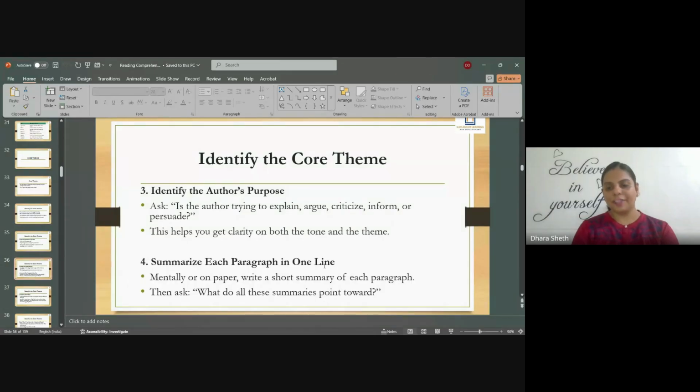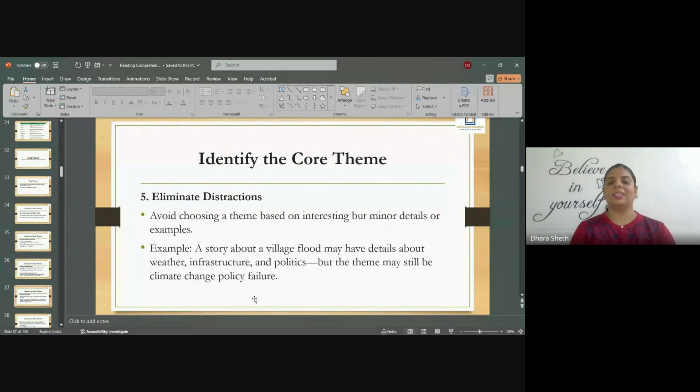Summarize each paragraph in 1 line. So after every 5 lines, you can probably summarize what you have read. So if it's, let's say, 25 lines, not sentences. Sentences could go very long. If it's a passage of 25 lines, after every 5 lines, if you can summarize what you have read in just a few words, then probably you will be able to understand at the end where all these summary points point towards. All of these have to go in one single direction. What's the direction in which they are going?